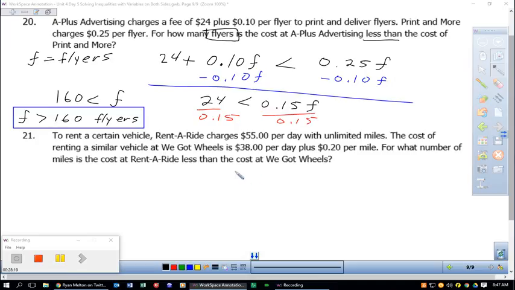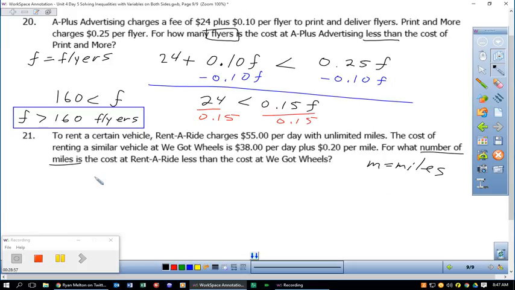Okay, so first, what do we not know? It's always in the question. What do we not know? We do not know the cost for We Got Wheels. Well, we can figure that out, but they ask us for something. For what number of miles? Number of miles. We're really after that. So I'm going to say m equals miles.